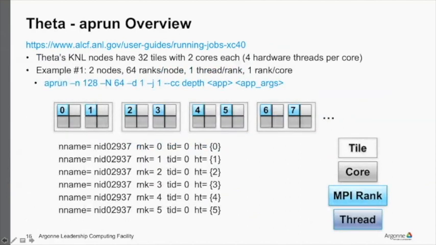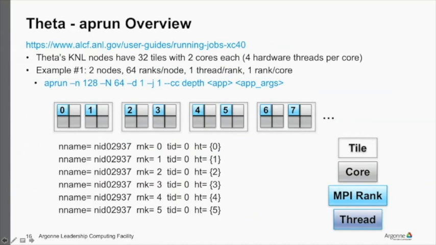Now, a couple of aprun examples. The first example is motivated by an MPI-only type of application. Theta's KNL nodes have 32 tiles each, and that's how you get 64 cores: two cores for each of those 32 tiles. And again, each core has four hardware threads.